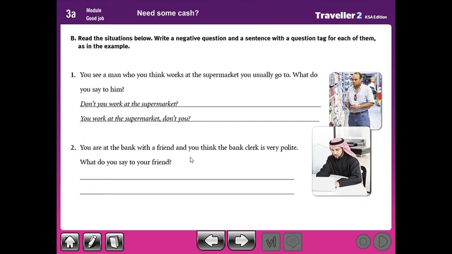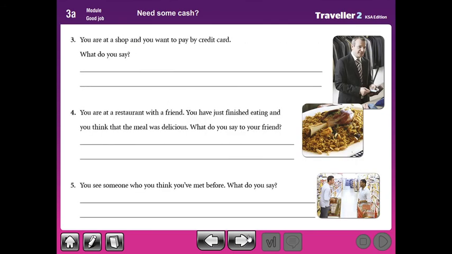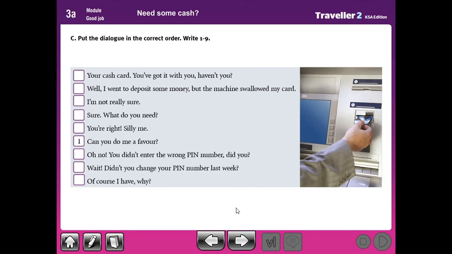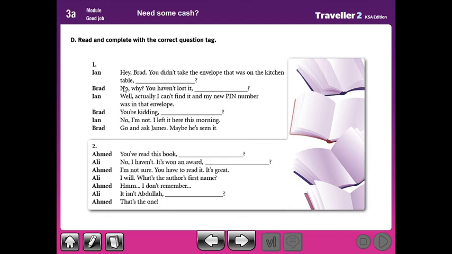It's better for you to do this exercise as homework. Also, exercise C. Put the dialogue in the correct order, write 1 to 9, as homework. Exercise D, we are going to do it to show the form of question tags. Read and complete with the correct question tag. 1.